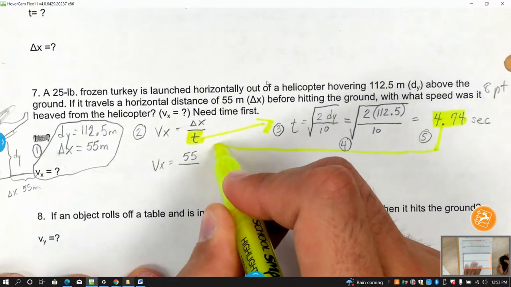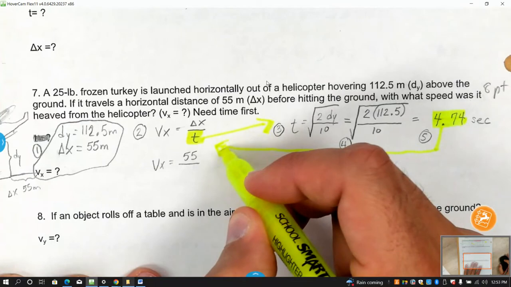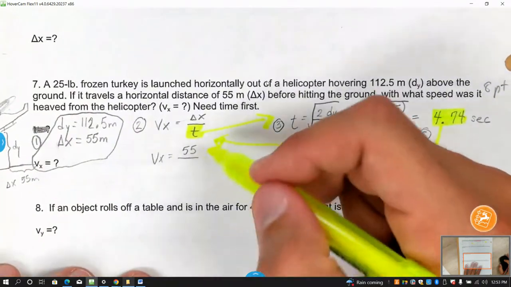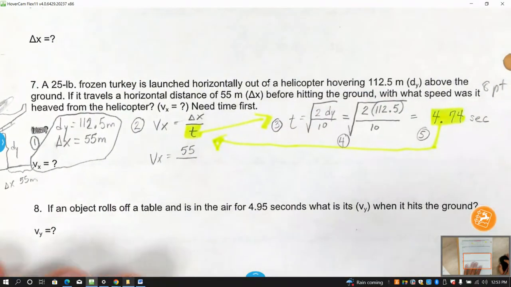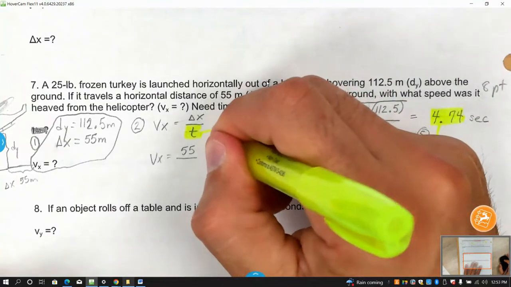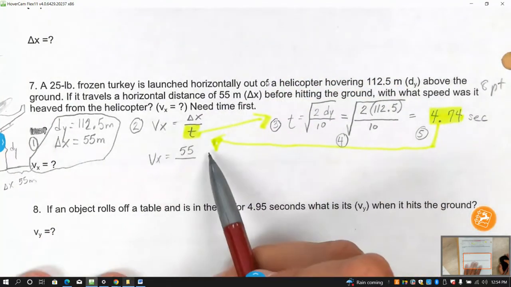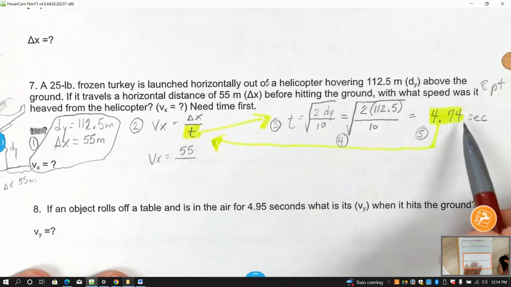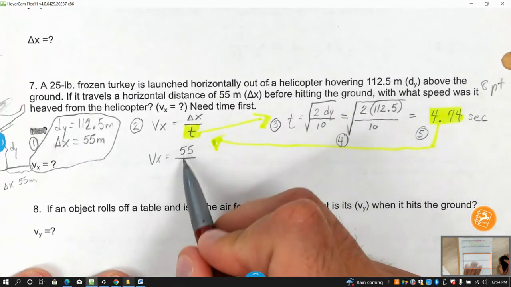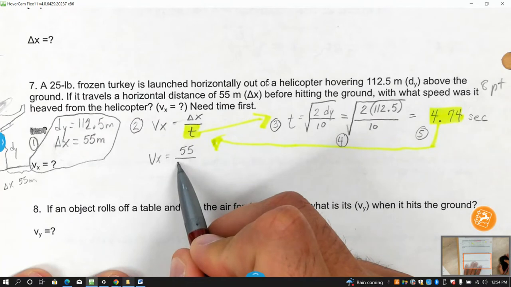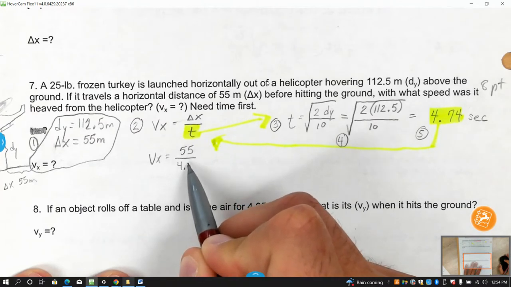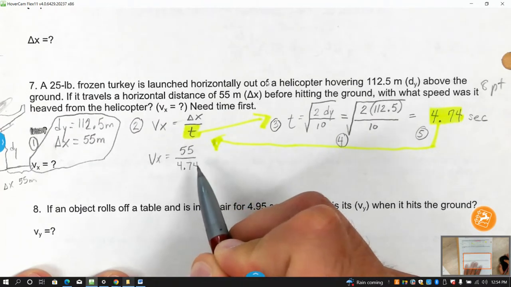All right, so t would go into this equation. Now we can solve for it. Where do I put this 4.74? Under t, which is going to be underneath this 55. So 4.74.